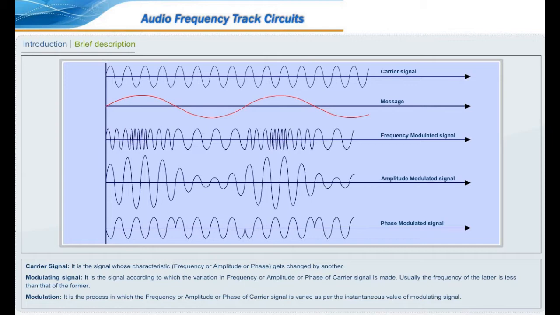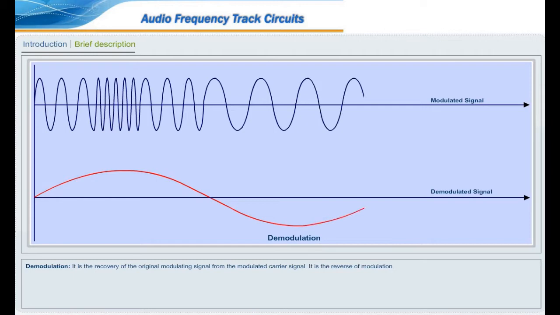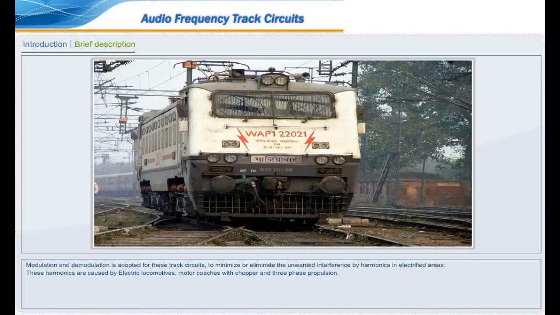Demodulation. It is the recovery of the original modulating signal from the modulated carrier signal. It is the reverse of modulation. Modulation and demodulation is adopted for these track circuits to minimize or eliminate the unwanted interference by harmonics in electrified areas. These harmonics are caused by electric locomotives, motor coaches with chopper and three-phase propulsion.